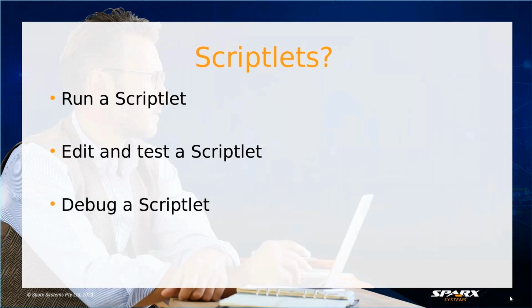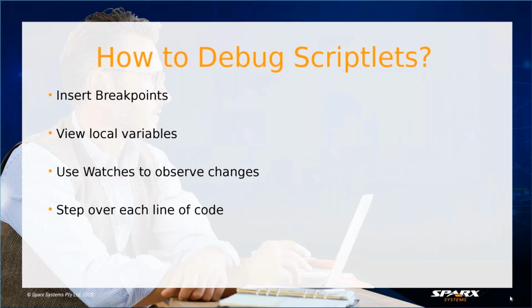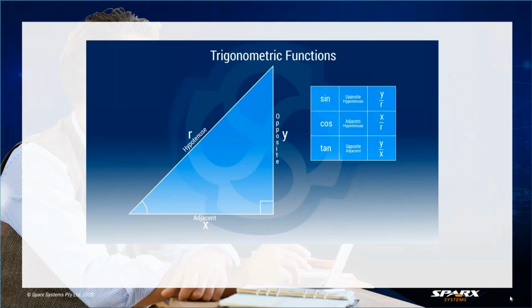So scriptlets, what are some other things that you can do with them? Well, you can run a scriptlet, you can edit and test a scriptlet, and you can debug a scriptlet. And I'm going to show you how to debug scriptlets today. So just like normal code, you can insert breakpoints, you can view local variables, you can use watches to observe changes to variables, and you can step over or into each line of code using Enterprise Architect 16's built-in debugger. So it's really quite powerful.